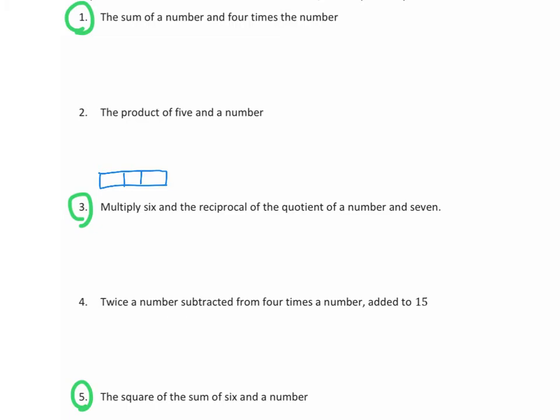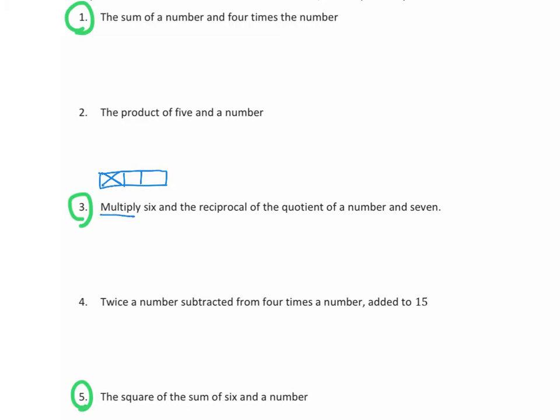So the first thing I'm going to do is turn this sentence into an expression. And I'm going to close read because that's what I learned to do in lesson 1. It says, multiply 6 and the reciprocal of the quotient of a number and 7. So I've read for the first time. I'm going to read again, and this time I'm going to annotate.